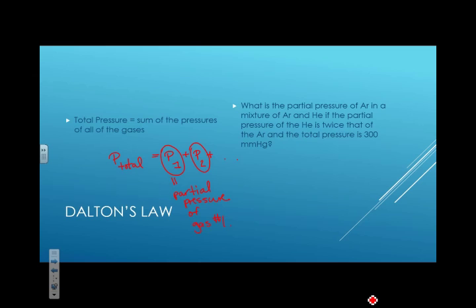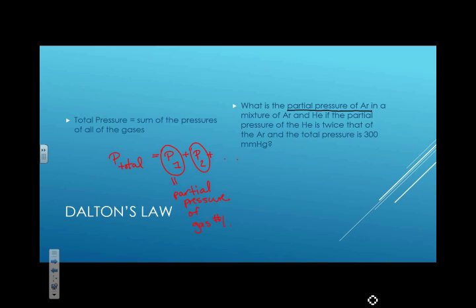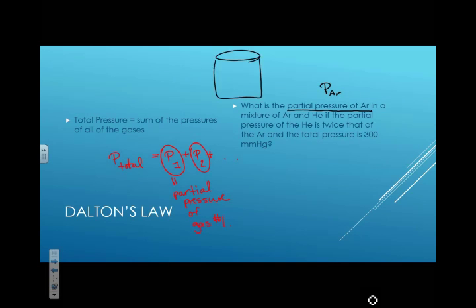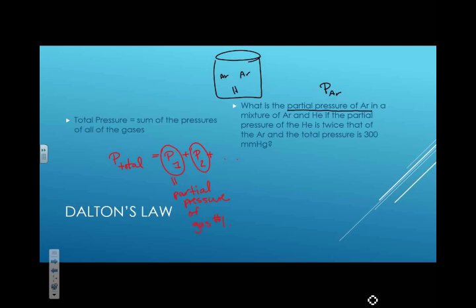So this is one of those story problems where you kind of have to think about what you're being told here. I'm going to write down some of this information to help me sort out my thoughts. So it's asking for the partial pressure of argon, which I can just say, hey, they're looking for the pressure of argon. And we have a mixture. I'm going to draw a picture here to help me. We've got a mixture of some argon running around and some helium.